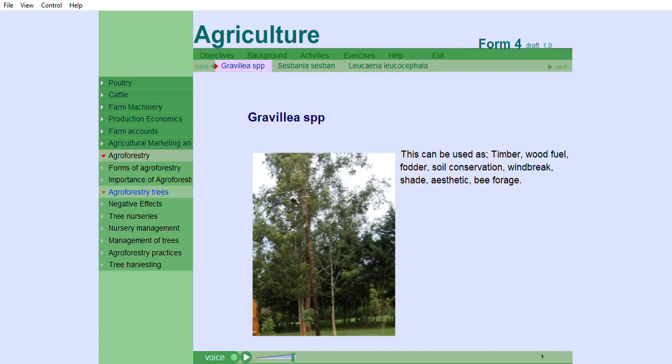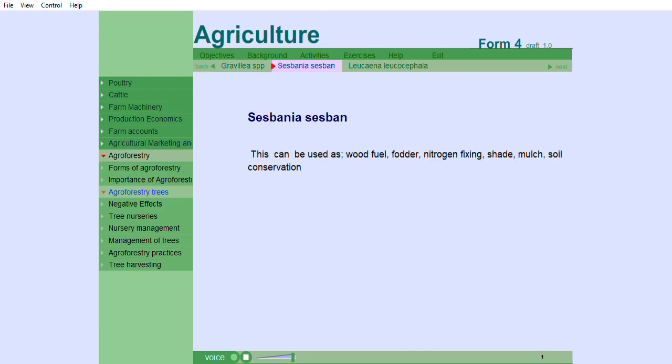Grevillea spp. This can be used as timber, wood fuel, fodder, soil conservation, windbreak, shade, aesthetic, and bee forage. Sesbania sesban. This can be used as wood, fuel, fodder, nitrogen fixing, shade, mulch, and soil conservation.